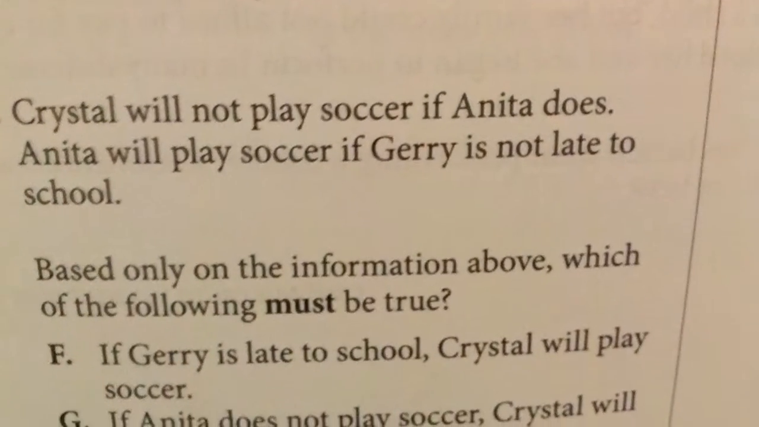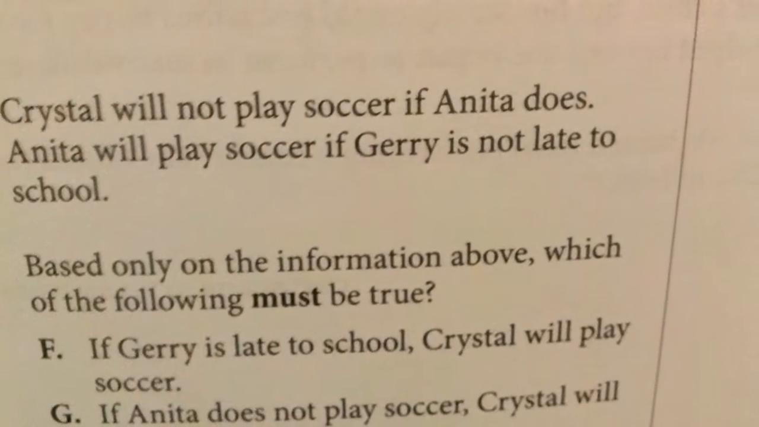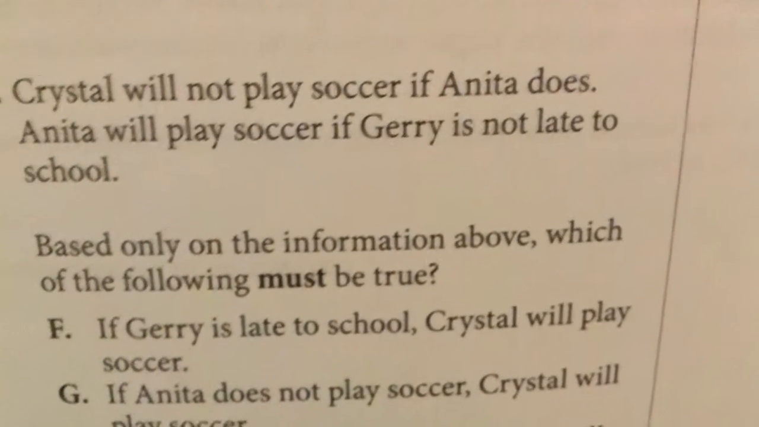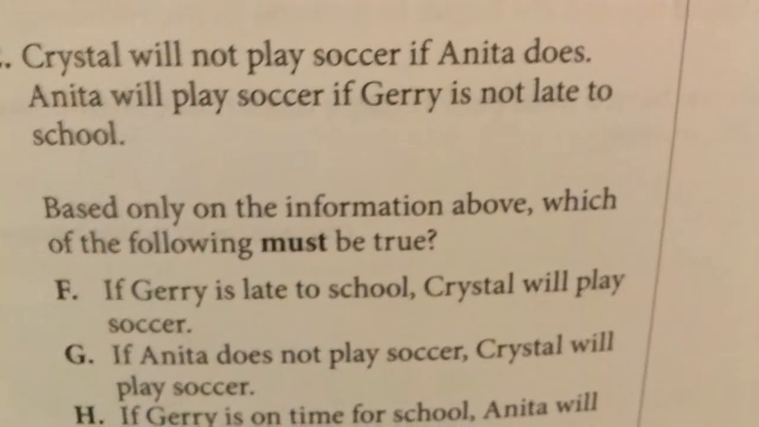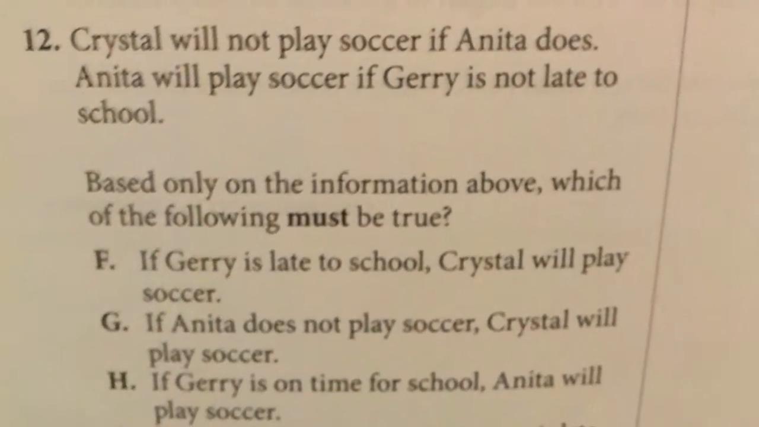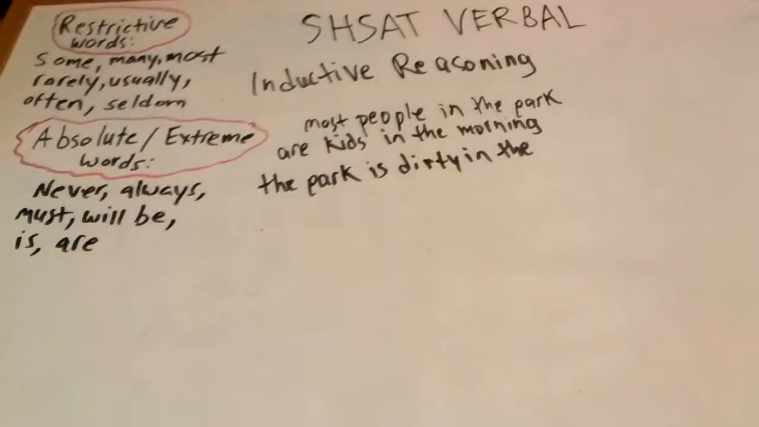It says that Crystal will not play soccer if Anita does. And that Anita will play soccer if Jerry is not late to school. And then look at how it ends. It says, based only on the information above, which of the following must be true? And must is in bold letters. Must is an absolute or extreme word.